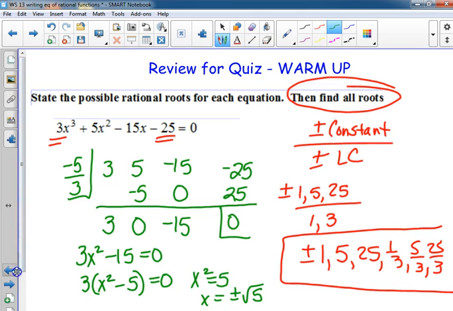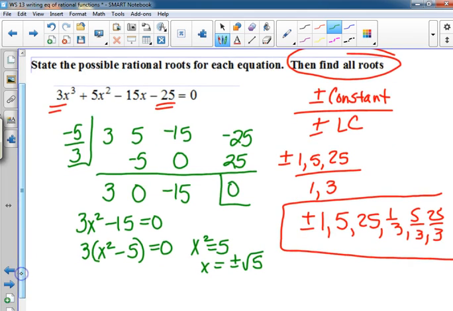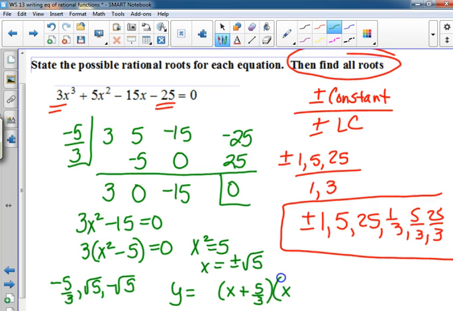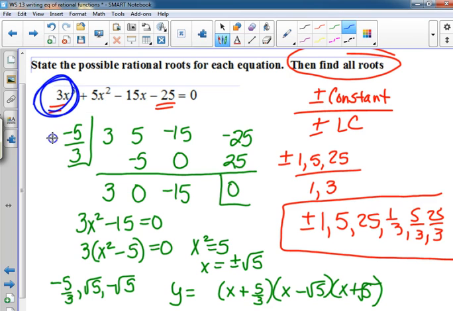Okay, so 2 things you would have to do on the quiz, just so we're clear. The zeros were at -5/3, square root of 5, and negative square root of 5, and I don't care how you write that. But what is the factored form of this then? X minus square root of 5, x plus square root of 5. Is that the right answer? This is a huge deal for the quiz. What does the leading coefficient have to be? 3. Okay? We factored it out right here.